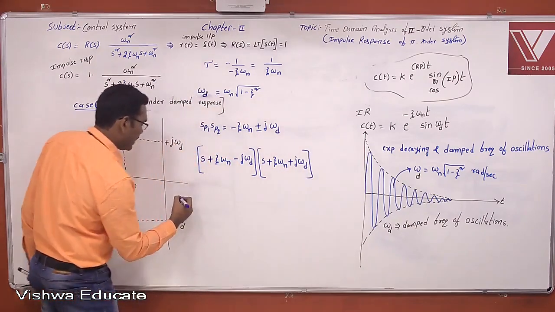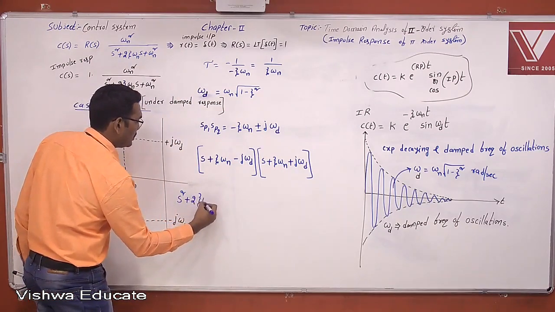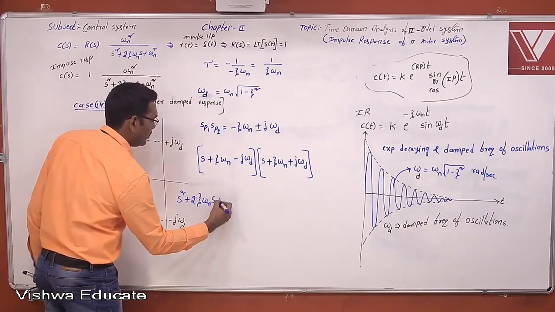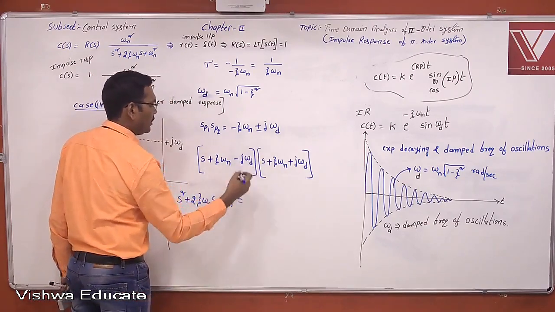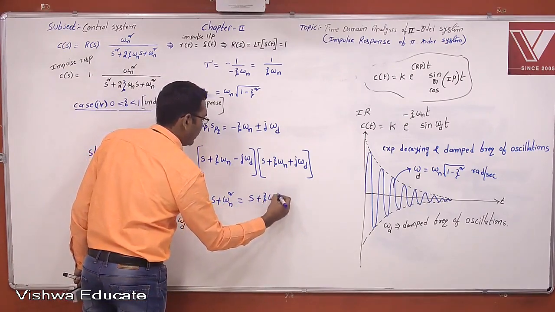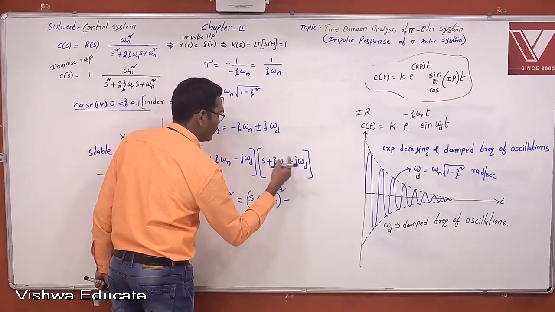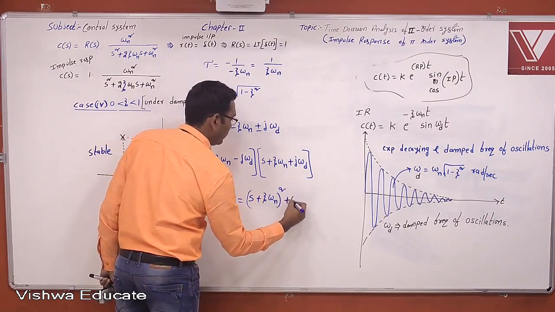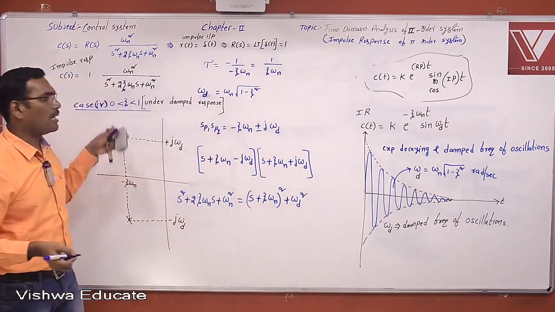So therefore the characteristic equation S square plus 2 zeta omega n into S plus omega n square, which is equal to a plus b into a minus b. S plus zeta omega n whole square, a square minus b square, minus j square means minus 1. Therefore this is omega d square. This is the characteristic equation in the underdamped response.